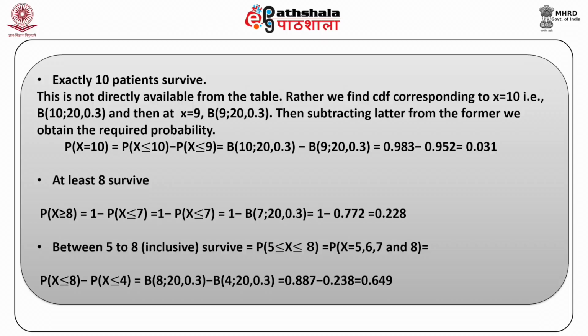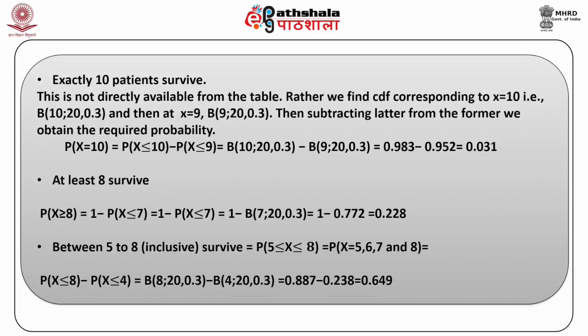Suppose we want to find out exactly 10 patients survive. Now this is not directly available from the table. Rather, we find CDF corresponding to x equal to 10. That is capital B of 10, 20 and 0.3, which gives us probability x less than or equal to 10, and at x equal to 9, that is B of 9, 20 and 0.3, which gives us probability of x less than or equal to 9. Then subtracting latter from the former, we obtain the required probability.